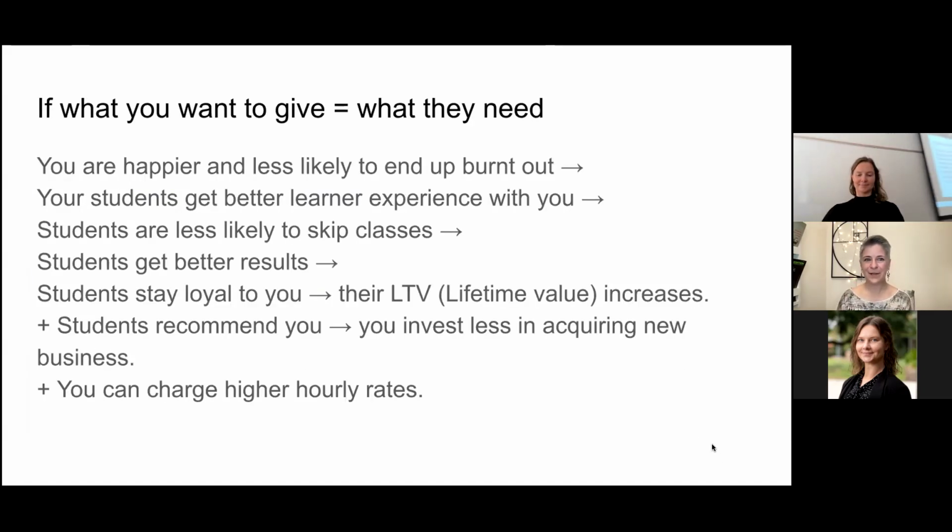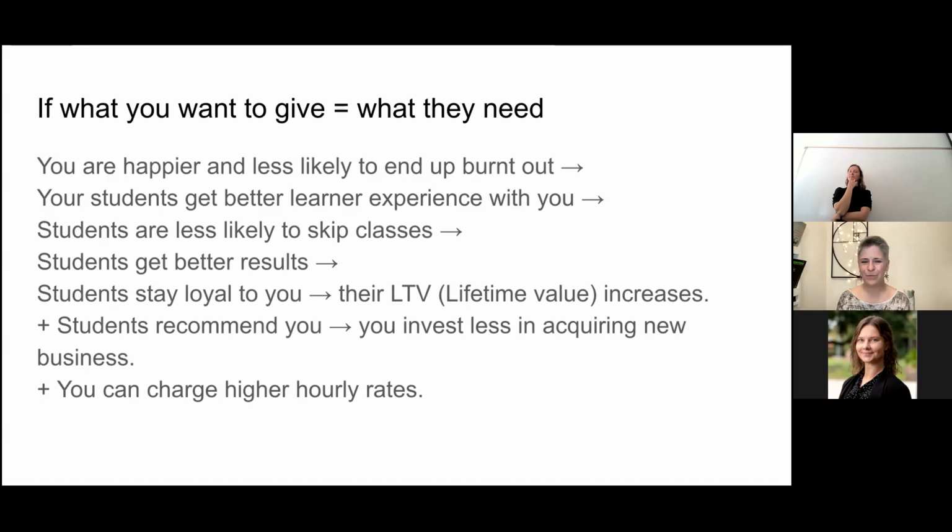So, this is the logic. You have to be happy. I actively encourage you to be happy, which is doable if this equation is here. You want to share something. You want to spread some ideas. You want to help people with something specific. And this matches what your students need. And that's why they get a better learner experience with a happy trainer, with a happy teacher.